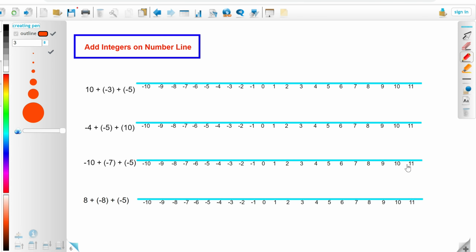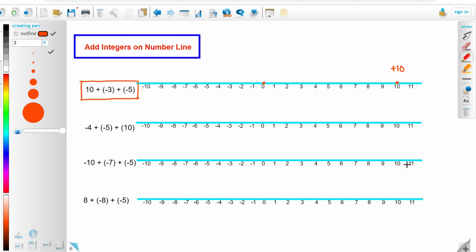This time, I have three integers to add. So the very first question here is 10 plus minus 3 plus minus 5. So first step is locate the integer. 10 means plus 10. So from 0, we will go 10 units to the right. So that is plus 10. Is that clear to you?